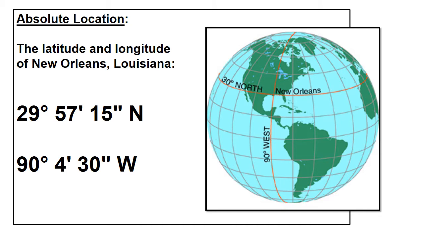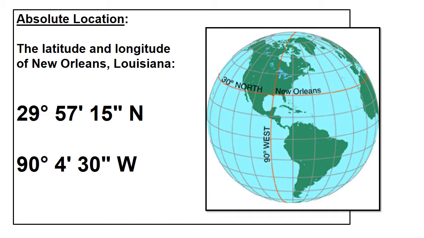Here's an example of the absolute location for the city of New Orleans. When we talk about absolute location, we mean the location of something on some type of grid system. In this case, it's the system of latitude and longitude. We will be discussing latitude and longitude when we get into Chapter 2 about maps and cartography. Absolute location is a coordinate system where you can precisely locate any place. So for example, New Orleans is located at 29 degrees 57 minutes 15 seconds north and 90 degrees 4 minutes 30 seconds west. So that's its absolute location.